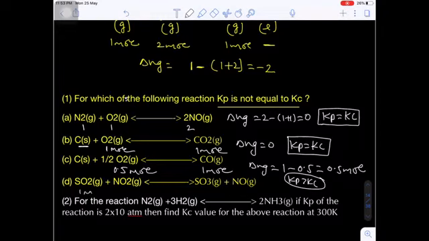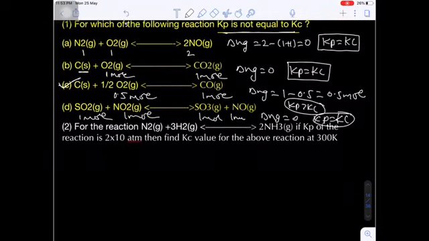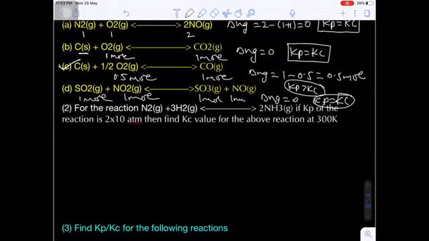Now in the fourth case, this is 1 mole, this is 1 mole, this is 1 mole, this is 1 mole. So delta Ng is 0. That means here also Kp is equal to Kc. So the reaction where Kp is not equal to Kc is option number 3. Okay, now come to the next one.